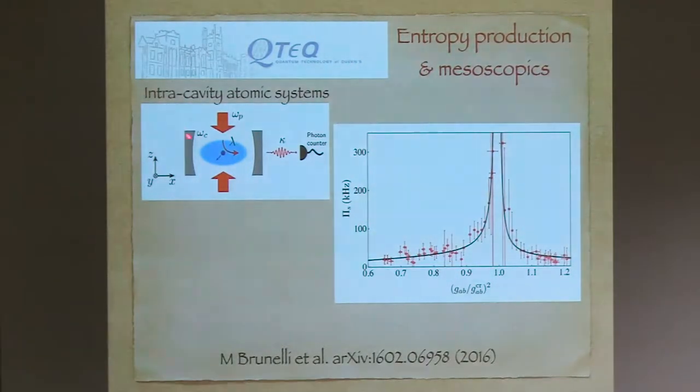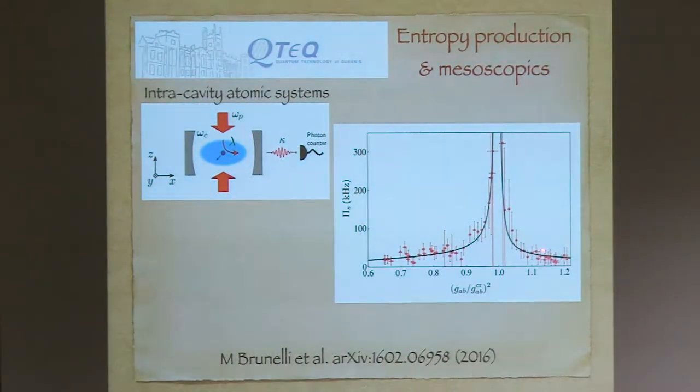You can induce a dynamics of the collective motion of the atoms, the center of mass motion of the atoms, that looks like that of a harmonic oscillator. You couple it to the light within the cavity, you track what happens to the density noise spectrum of the light leaking out of the cavity, and you get a behavior like this. So from the energy of the light leaking out of the cavity, you can reconstruct the entropy production rate, the entropy production within the cavity itself, given by the interaction process between light and the cold atoms.